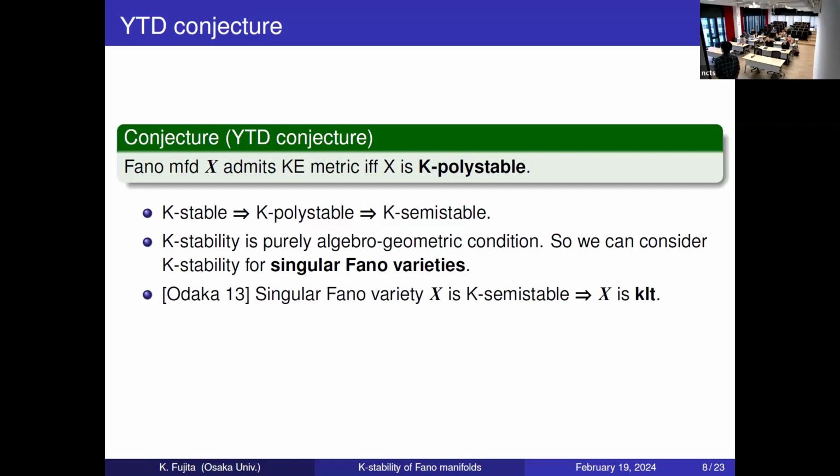The original Calabi problem is for Fano manifolds, but we can very easily, without any harm, generalize the stability condition to very singular Fano varieties, not only smooth Fano manifolds, but also singular Fano varieties.